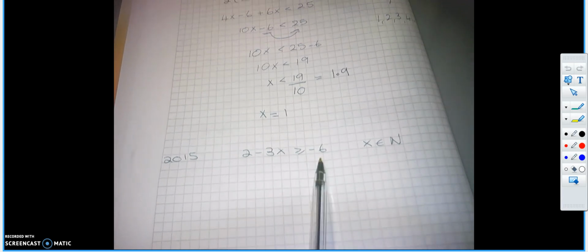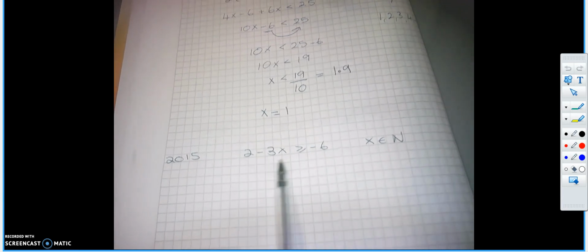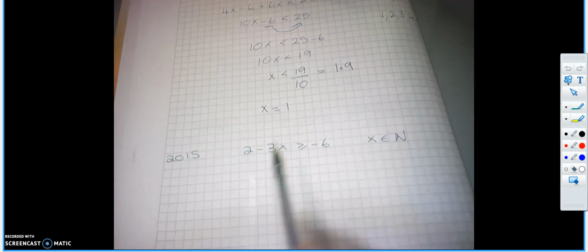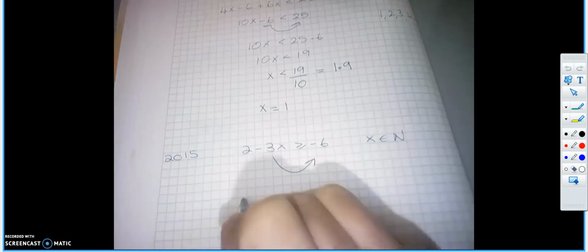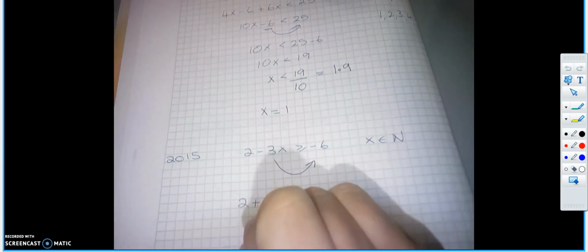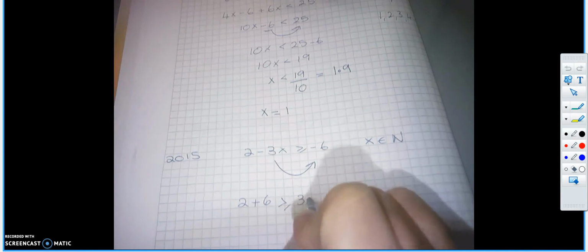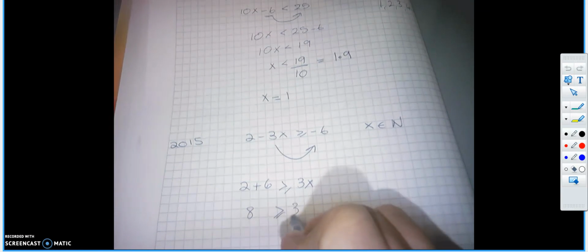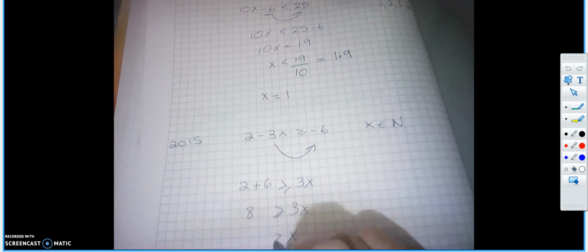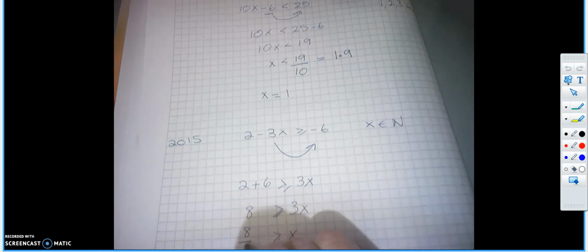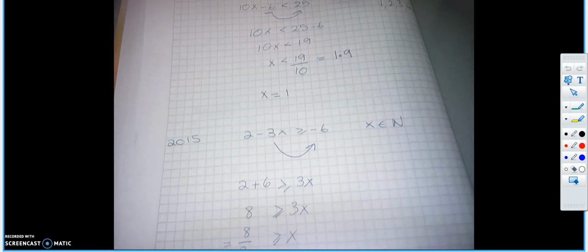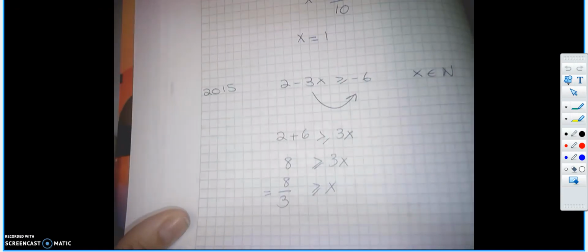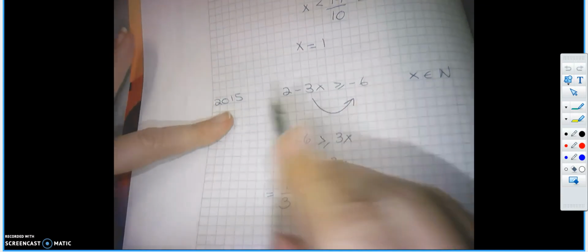2015, another inequality, straightforward. The sneaky bit they've done though is they've given us a minus x. So the deal for inequalities is you want a positive x. So what we do is we move that way. So we go with 2 plus 6, inequality sign, 3x. So you're getting 8, inequality sign, 3x. So your x is smaller than or equal to 8 over 3. 8 over 3 is the same as what? 2 and 2/3.